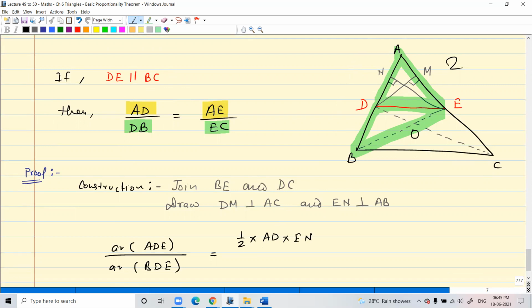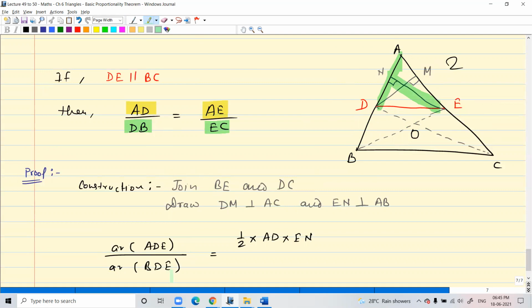Area of triangle ADE is equal to half into AD into EN, half into base into height. Simple idea. Try to understand that. Everyone is clear with that or not? Tell me. Yes, sir. Okay, so this is the base and this becomes the height.